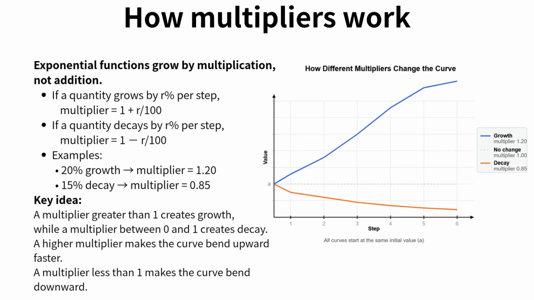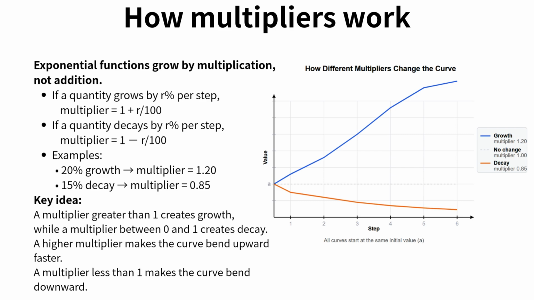Now, let's take a closer look at how multipliers influence exponential growth and decay. In exponential functions, the key idea is that quantities change by multiplication, not addition. If something grows by r% each step, its multiplier becomes 1 plus r over 100. If it shrinks by r%, the multiplier becomes 1 minus r over 100. For example, a 20% increase corresponds to a multiplier of 1.20, while a 15% decrease corresponds to 0.85. Here's the important part. A multiplier greater than 1 produces growth, and a multiplier between 0 and 1 produces decay.